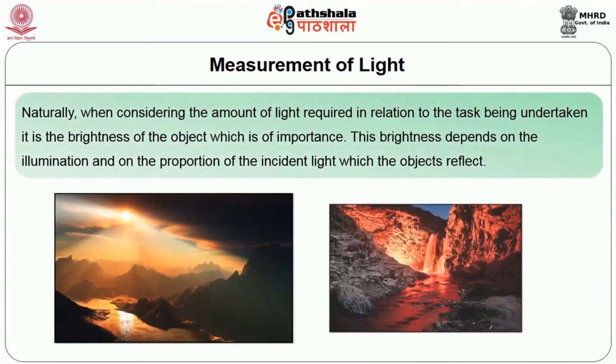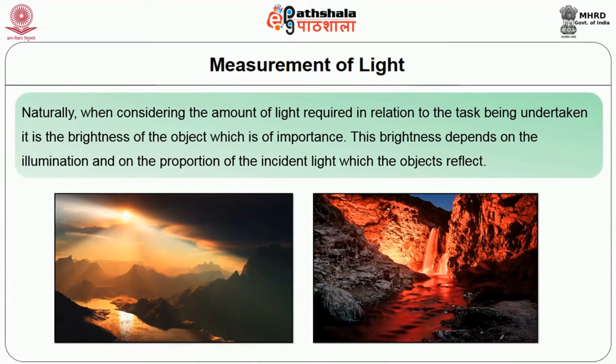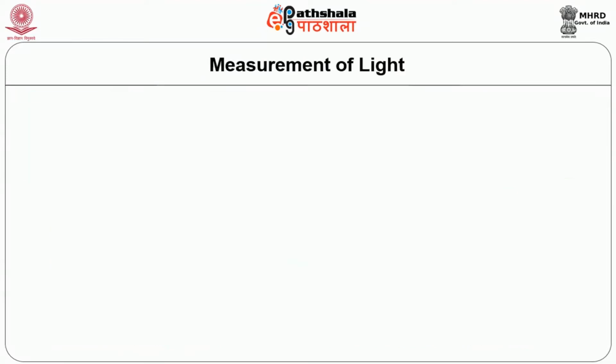Naturally, when considering the amount of light required in relation to the task being undertaken, it is the brightness of the object which is of importance. This brightness depends on the illumination and on the proportion of the incident light which the objects reflect. Brightness, scientifically speaking, is described in two terms, luminosity and luminance. How do these concepts differ?